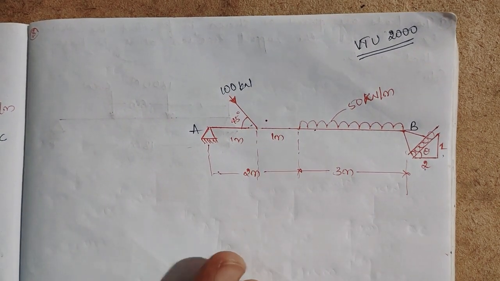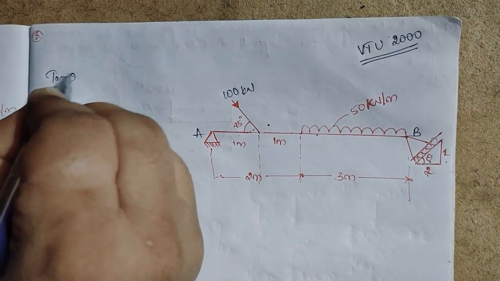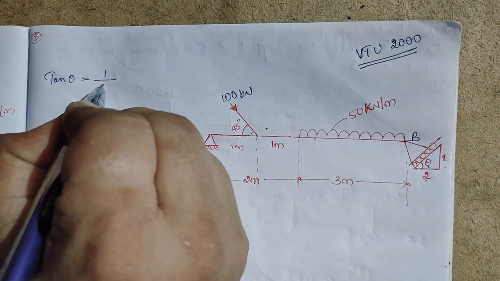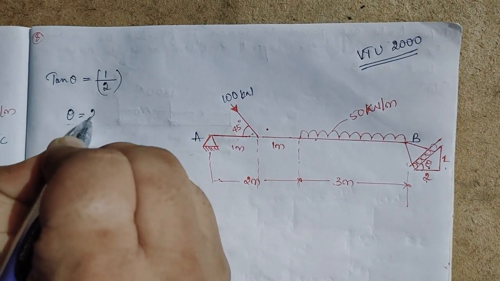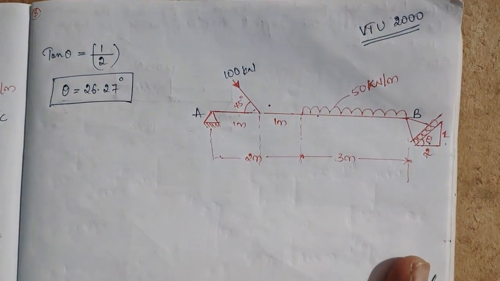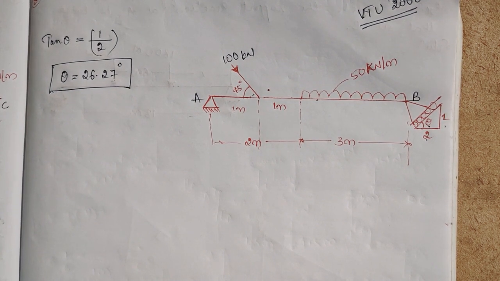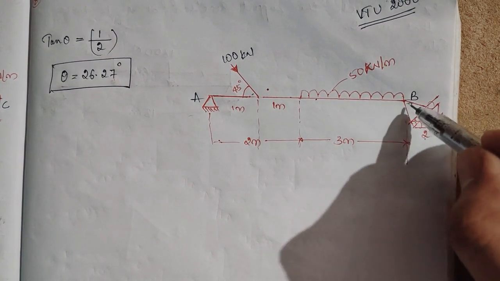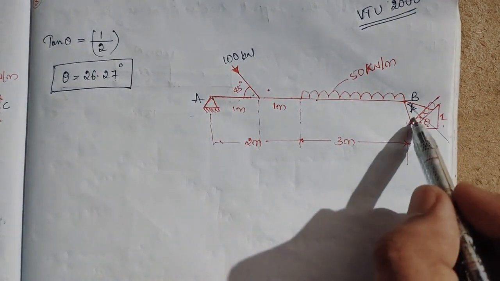This is also as simple as the earlier problem, just we have to calculate this theta. So how to find theta? Tan theta is equal to, slope is given 1:2, so vertical by horizontal. So theta will be 26.27 degree. After finding theta, you have to draw the simplified diagram. Any reactions which will come here will be at an angle of this. If we take RB, we will take RB like this, because it will be normal to the support.